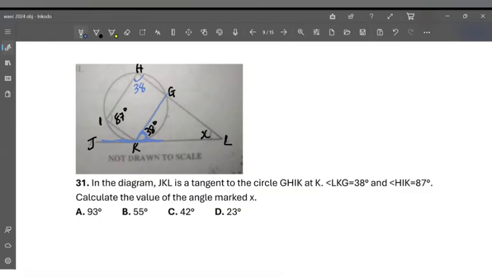Also, this is a cyclic quadrilateral, which means that opposite angles, this angle and this one here, are supplementary. So 87 plus whatever is here, I'm going to call it G, should give me 180. If I subtract, G is going to be 180 minus 87, which is 93 degrees. So I have this inner spot here as 93 degrees.